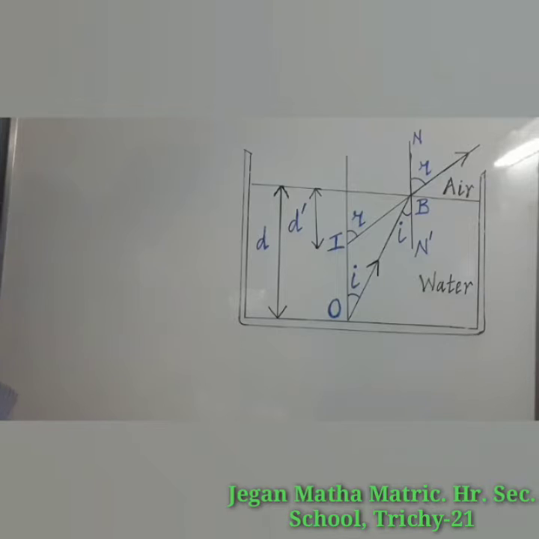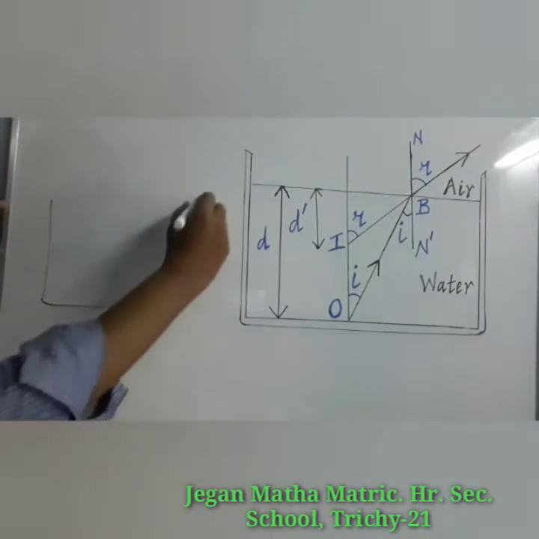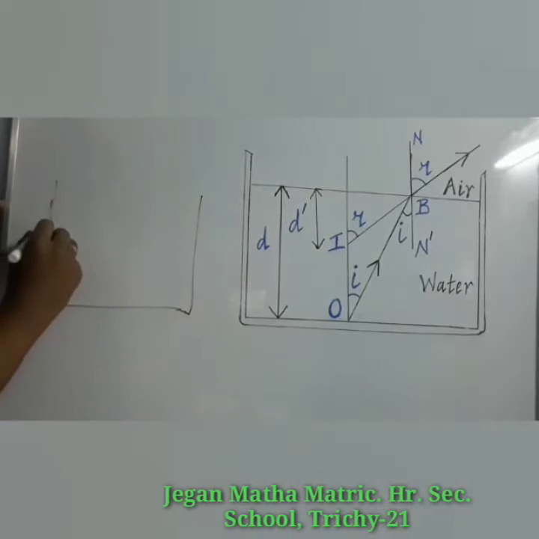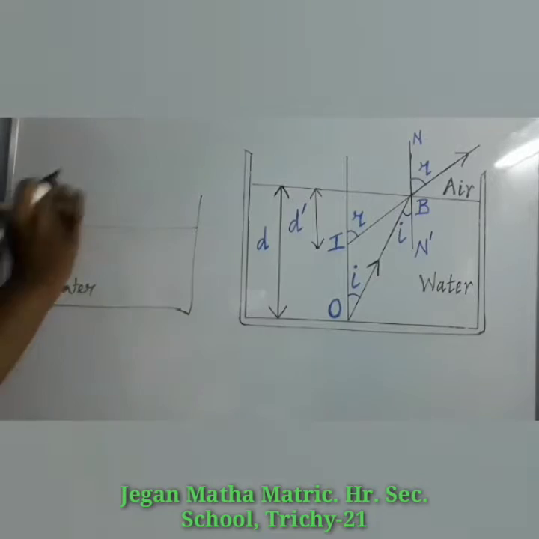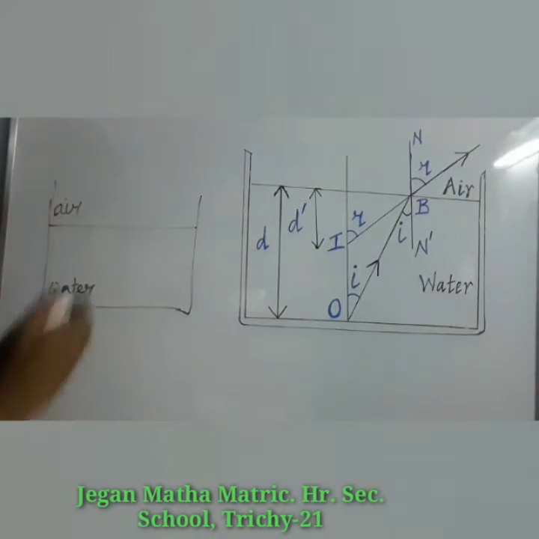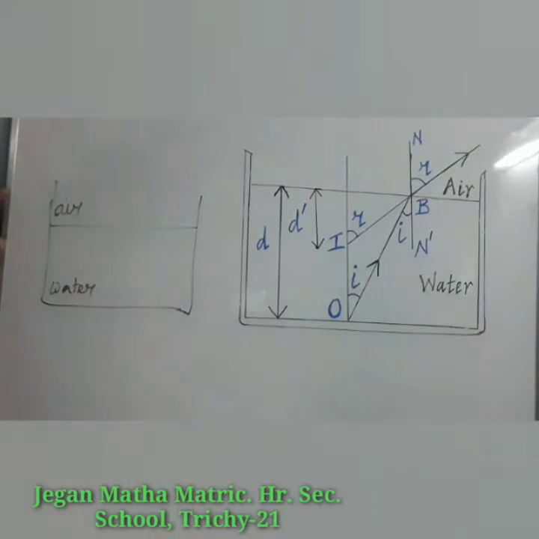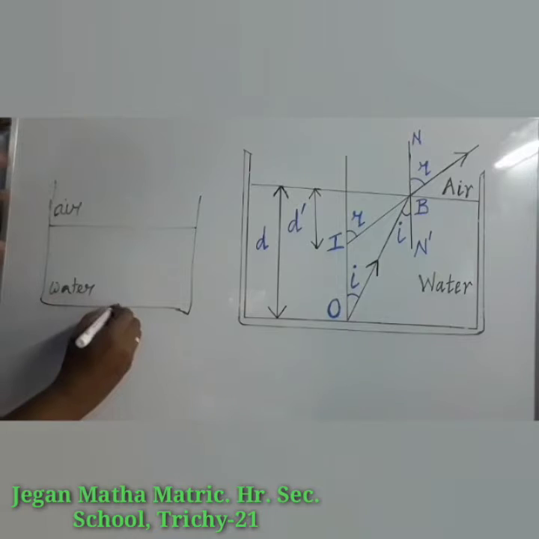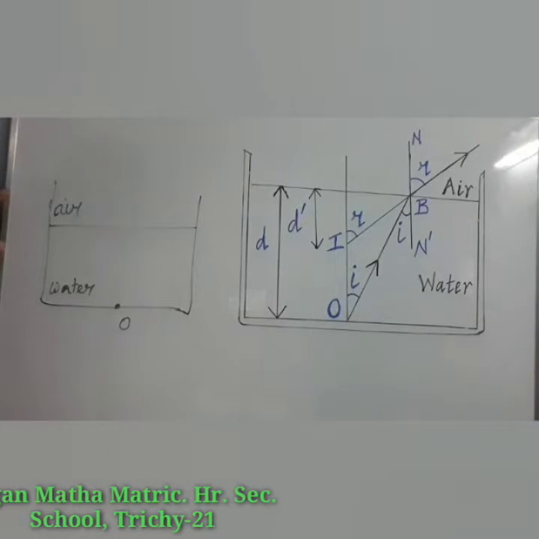Let us take this situation. Imagine a tank filled with water. Above the surface of the water, we have another medium, air. So there are two mediums. One is a denser medium, another one is a rarer medium. Imagine an object O, which is at the bottom of the tank.